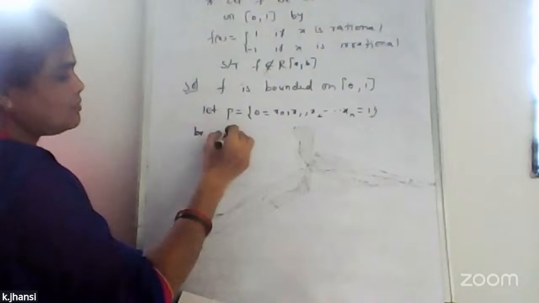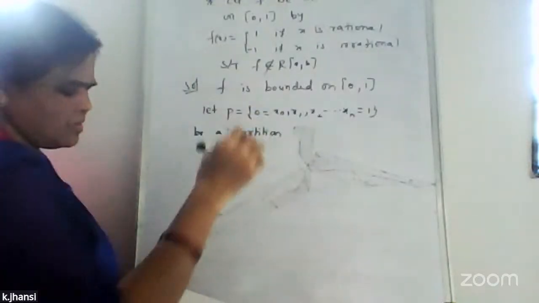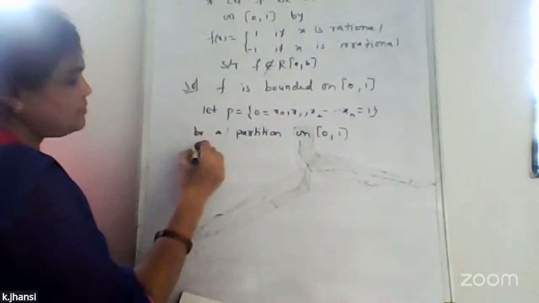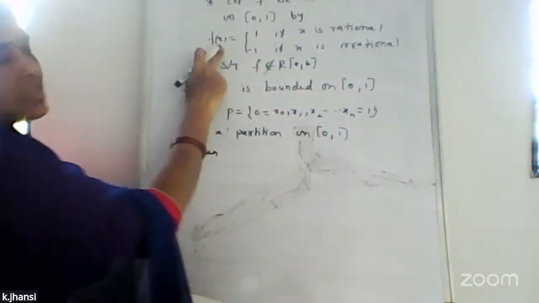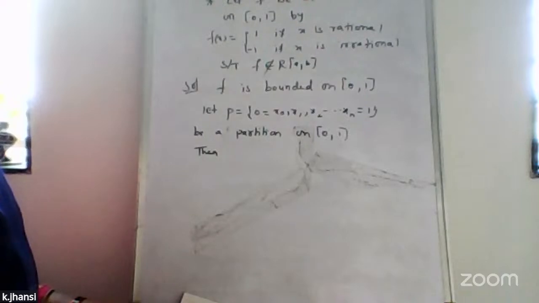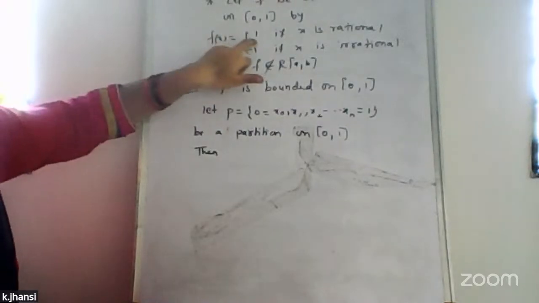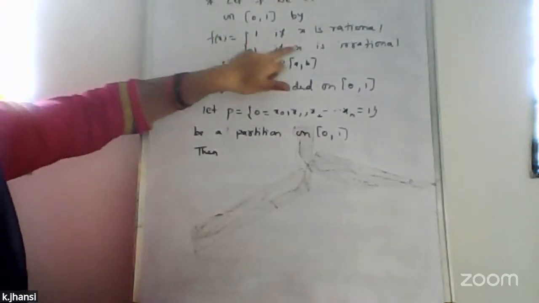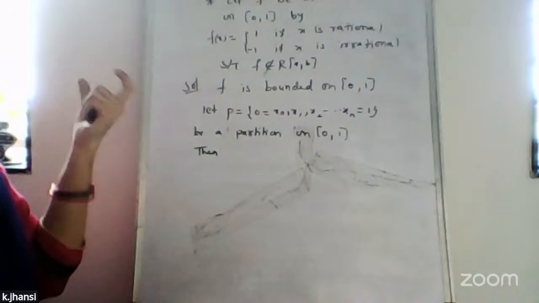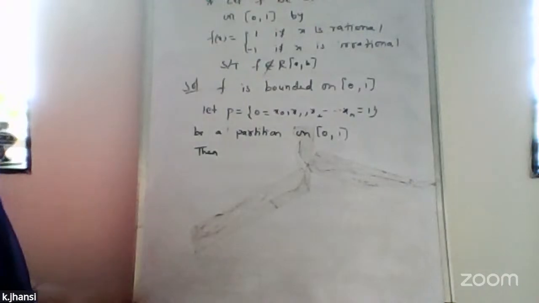Be a partition on the closed interval 0 comma 1. Then our function f of x is defined as 1 when x is rational. So whenever x is a rational number, the value of the function is 1. And f of x equals minus 1 if the value of x is irrational. Whenever we take an irrational number, the value is minus 1.